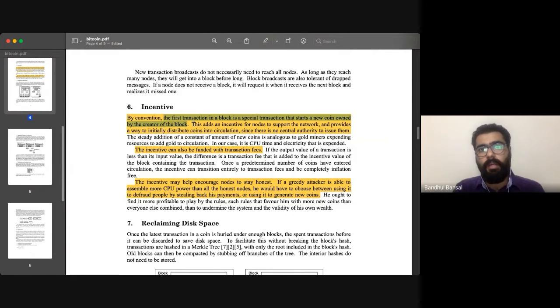The first one is that whenever a block is mined, the new coins that are earned are sent to the creator of the block, right? And this is the only way to bring new coins into the chain as well. So this is a way where new coins that are yet to be claimed are being claimed. This is the first transaction that is there in the block, right? Along with it, the incentives can also be funded with transaction fees. So the transaction fees are also circulated amongst the miners to incentivize them, right?